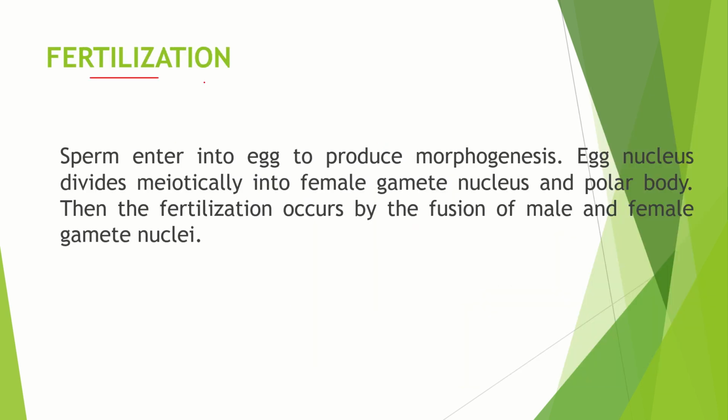Next is fertilization. Fertilization occurs when the sperm enters the egg, and the egg nucleus divides meiotically into the female gamete nucleus and the polar body. Meaning the nucleus divides by meiosis into the female gamete nucleus and the polar body. They form two bodies: one is the gamete nucleus, another is the polar body. Then fertilization occurs by the fusion of the male and the female gamete nuclei, and then the egg is produced.